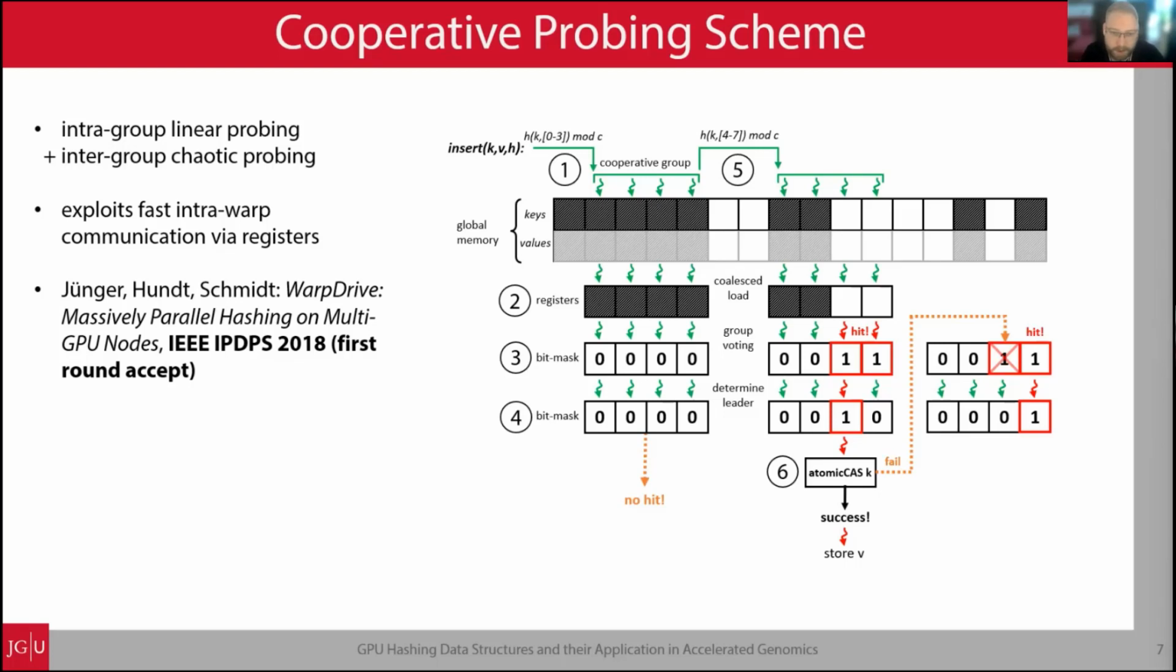In short, we can say that the outer intergroup chaotic or double hashing probing scheme ensures a uniform table occupancy, so no clustering effects again, while the inner intragroup parallel linear probing is cache efficient.